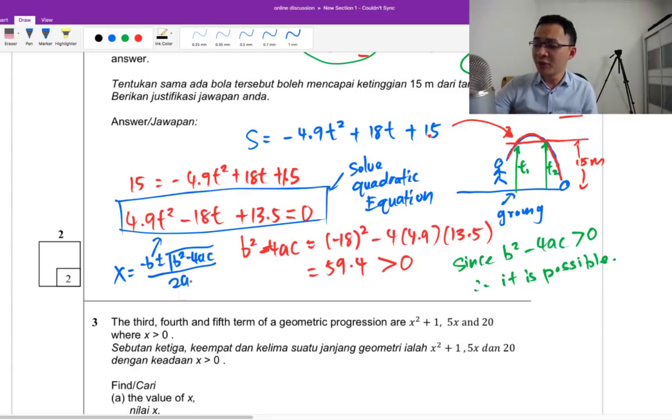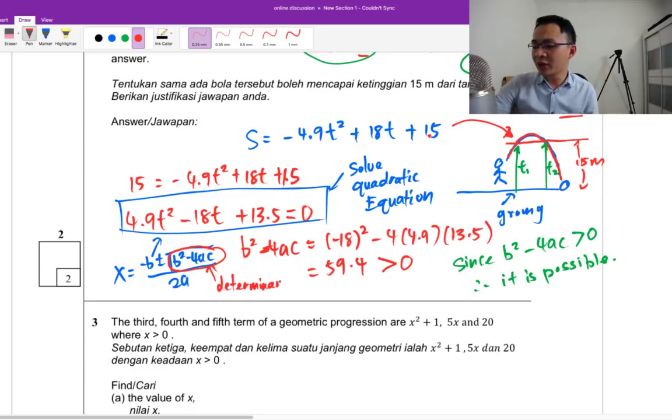Okay, this formula is a quadratic formula to find the x value. But in this case, we don't have x, we have t. So we are actually finding the t value. And then, b squared minus 4ac actually plays the role called the discriminant.